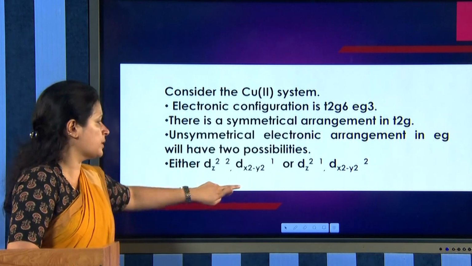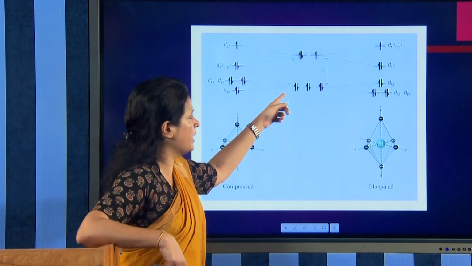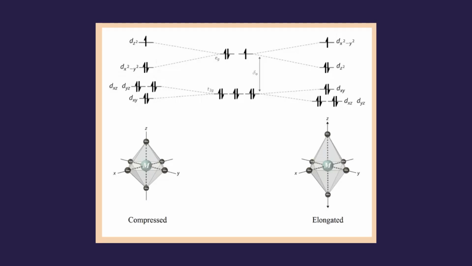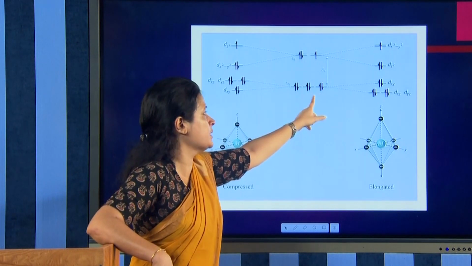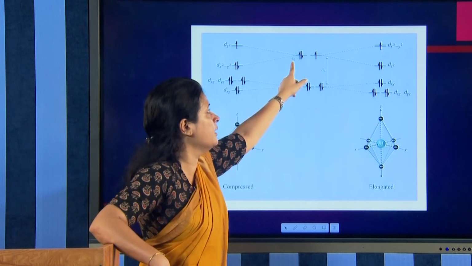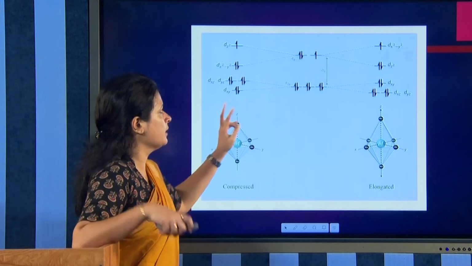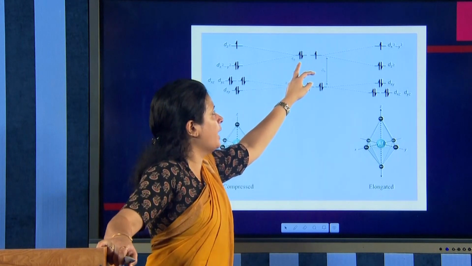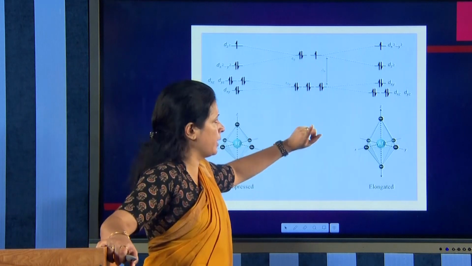So, there are 2 possibilities. Since it is a D9 system, that is, we are discussing the copper 2 plus, Cu2 plus system, 9 electrons are there. In the first case, that is T2g and Eg, we have 6 electrons in the T2g and 3 electrons in the Eg. Now, there are 2 possibilities: the third electron can occupy either dx square minus y square or dz square.